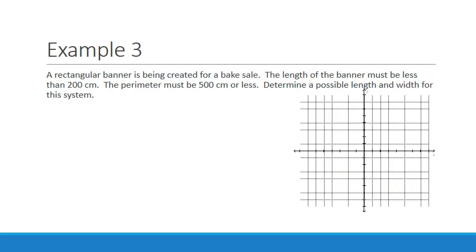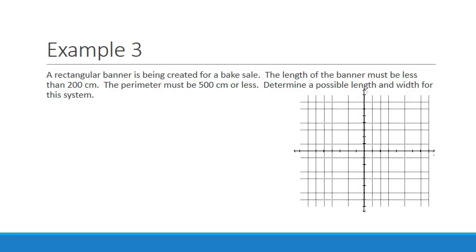All right, let's begin our final example. Now we'll get into a system example. A rectangular banner is being created for a bake sale. The length of the banner must be less than 200 centimeters. The perimeter must be 500 centimeters or less. Determine a possible length and width for this system.